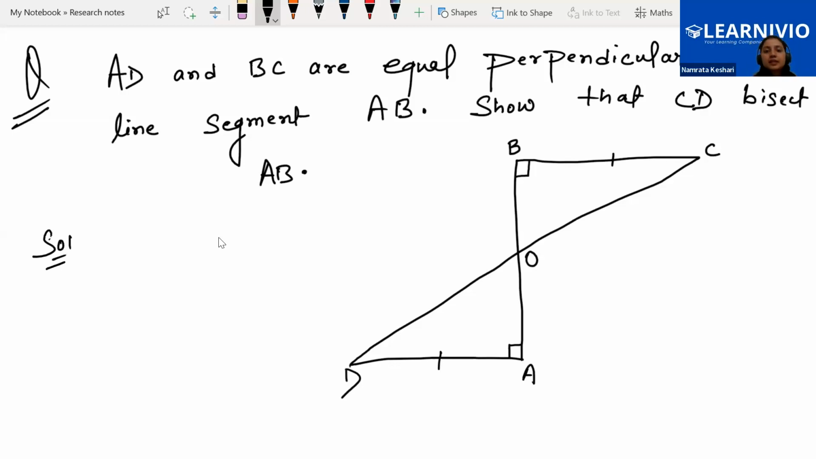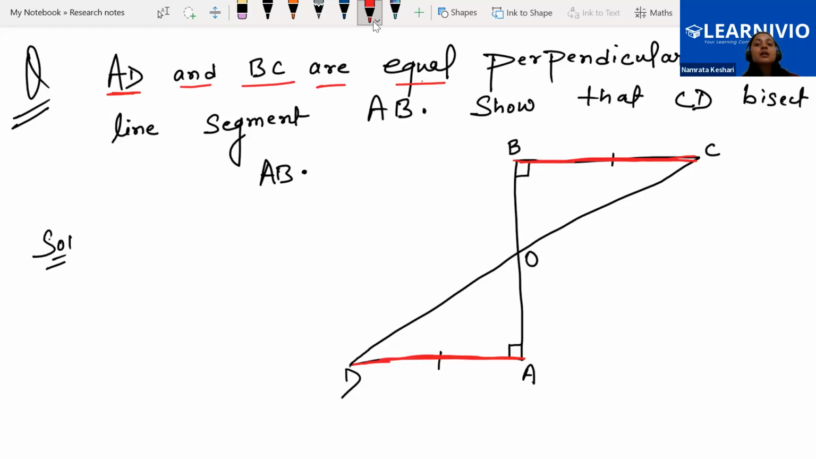Let's try understanding the scenario. We will be reading the question. I am not going to give this question to you. We need to discuss it. So here it says that AD, where is AD? We can see AD over here. And BC. We can see BC over here. Are equal.